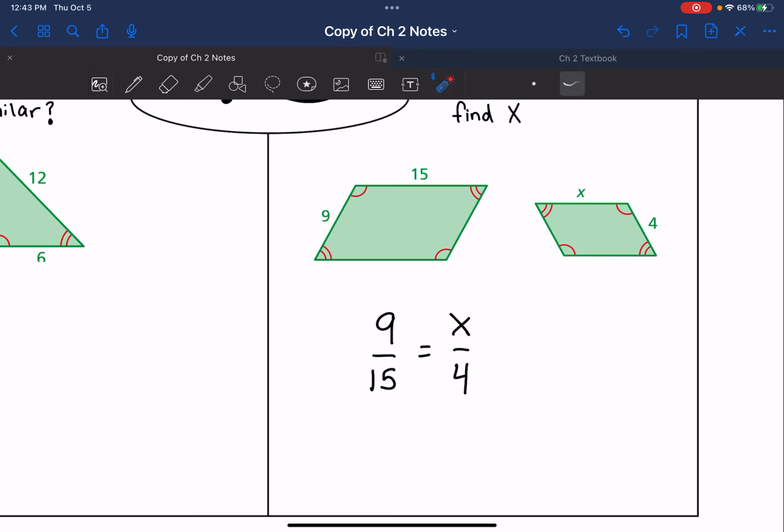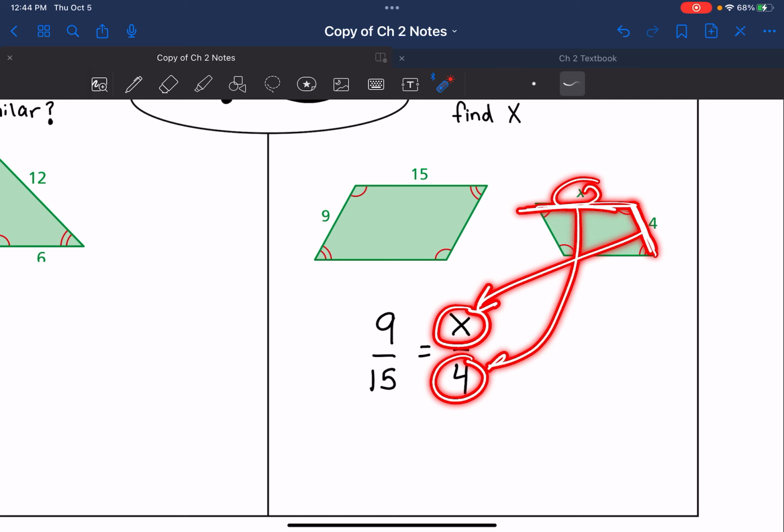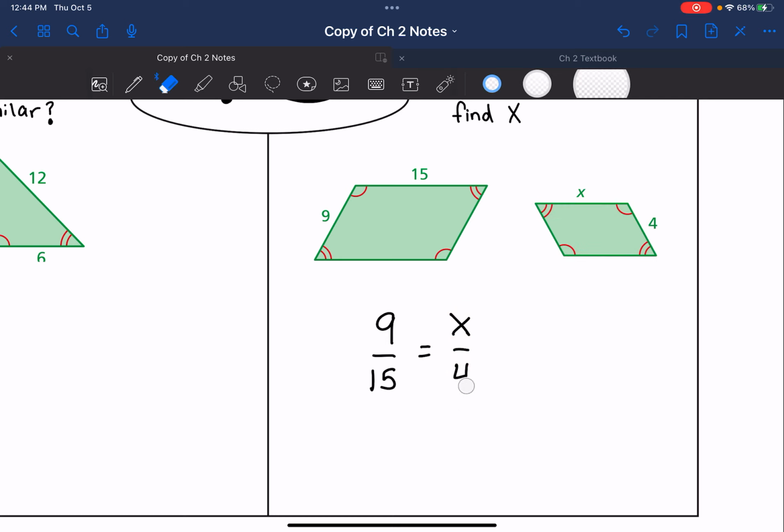Here's why not. Do you see how this is my short side right here over my long side? You have to continue the same pattern. This needs to be the short side. This needs to be the long side. This is the short side. So shouldn't that go with short side? This is the long side. So shouldn't that go with long side? So that's an example of what you can't do. You can't flip them like that, okay? So 4 is going to go on top. X is going to go on bottom.